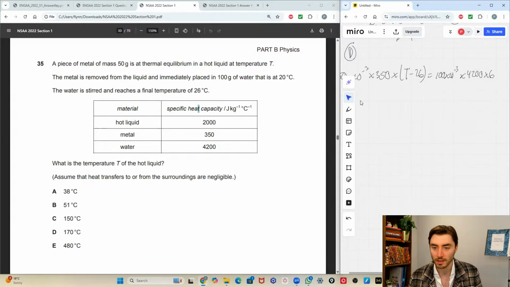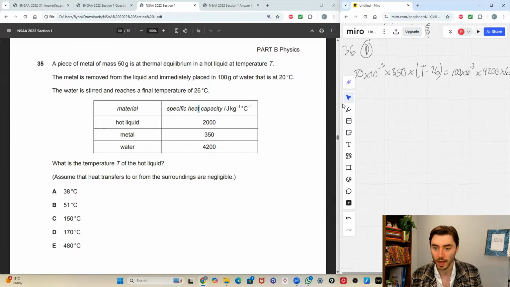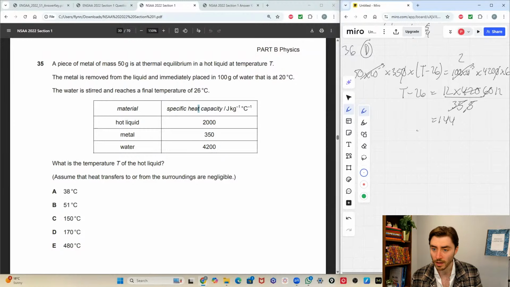So what that means is that is going to cancel down. That's just going to be a 2 over there. I can cancel a 0. So T minus 26 is 12 times 420 all over 35. I'm going to cancel 7. I'm going to cancel that. 12 is 144. So T is equal to 170 degrees C, which is D. Okay, split.